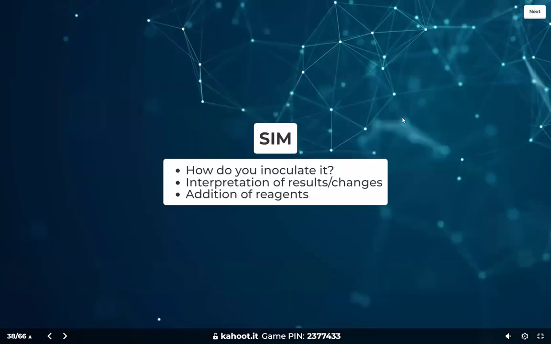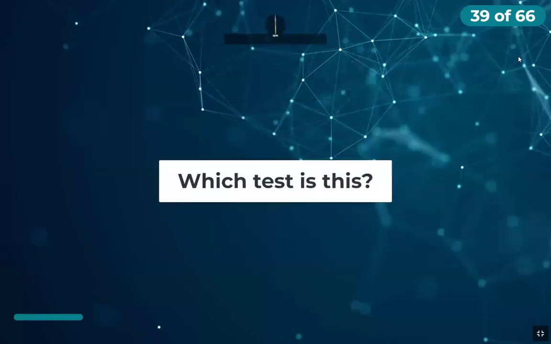How do you inoculate SIM? This one's a butt. We're going to stab it. How do we interpret the results? For the sulfur part, we're looking for a black precipitate. If there's no black precipitate, it's negative. For the indole part, we add Kovacs reagent. If it stays golden color, it is negative. If it turns red, it is positive. For motility, again, growth away from the stab line. The only reagent we use here is Kovacs.